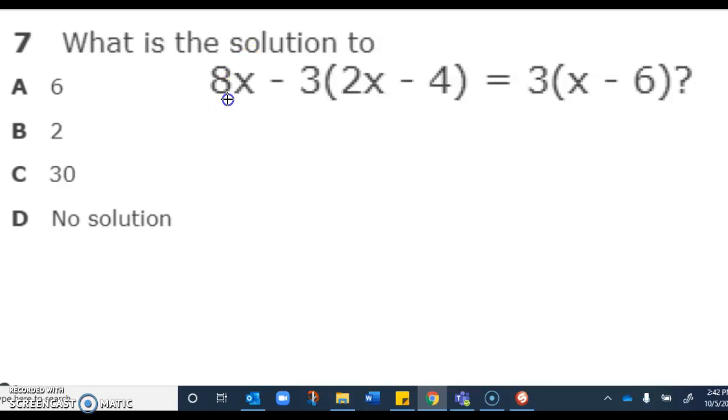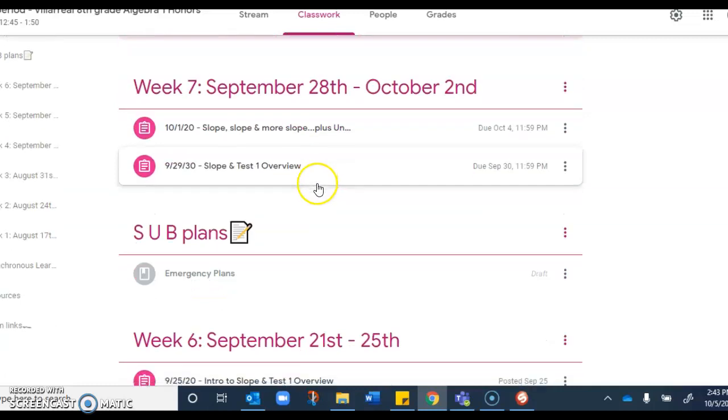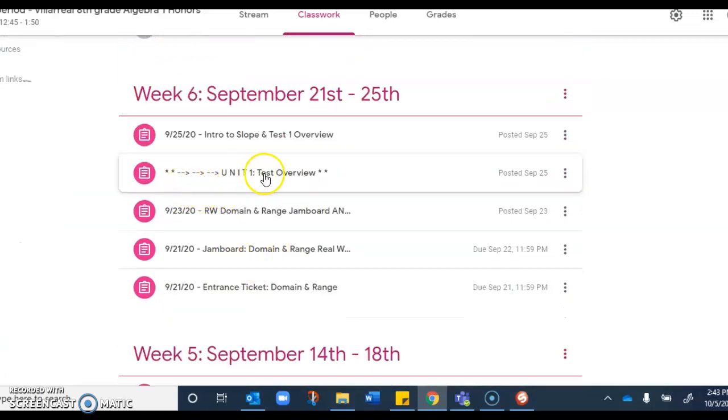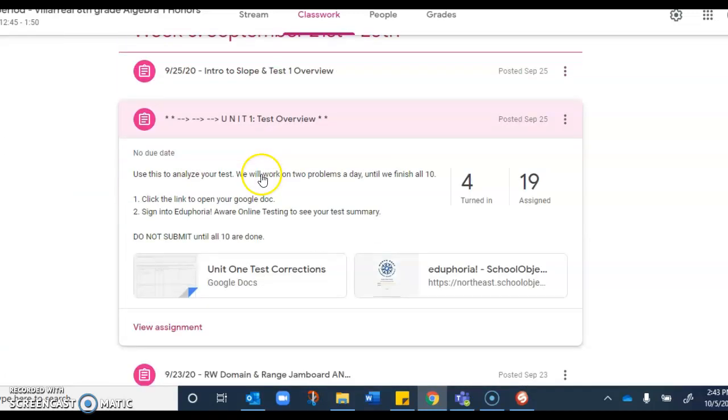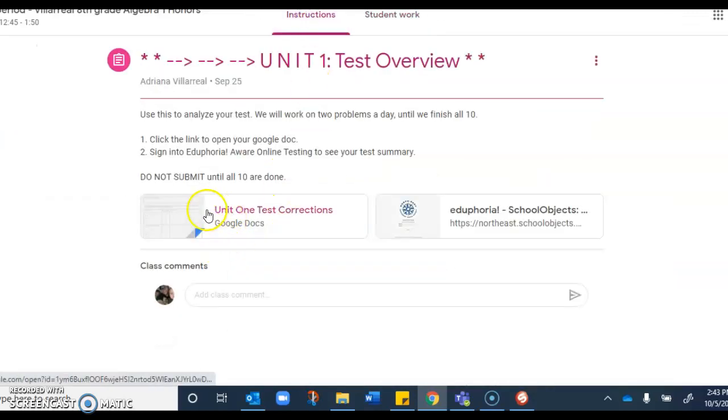Hi guys, we started today's class by going over questions 7 and 8 from Unit 1. If we forgot where to find that, it is under our classwork in Google Classroom. If you go to Unit 1 Test Overview, click on that, click on View Assignment, and then click on yours. That way it can make updates to your own personal one. So we're going to go over question number 7 and 8, if you want to go ahead and get that ready.